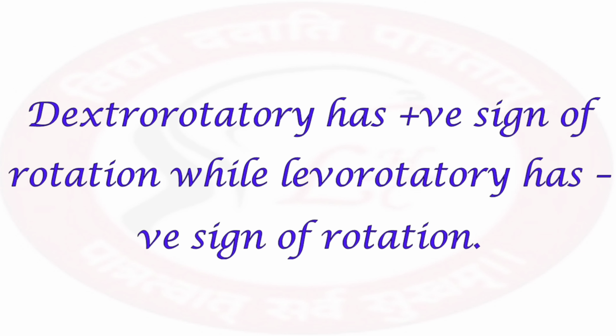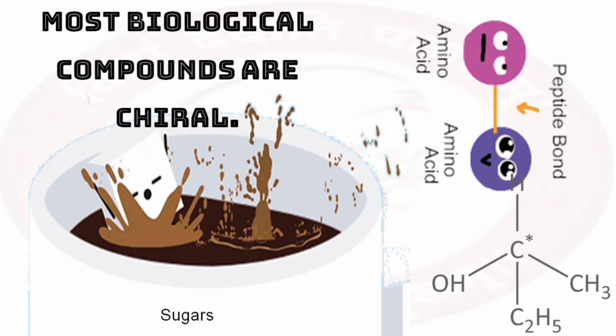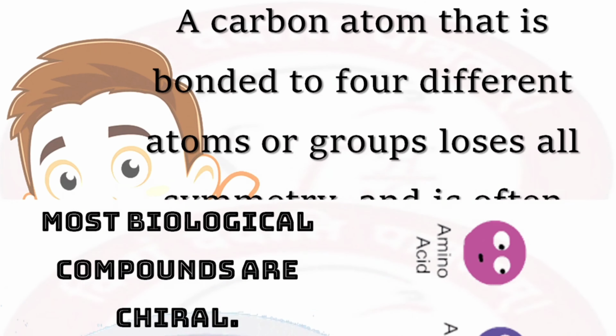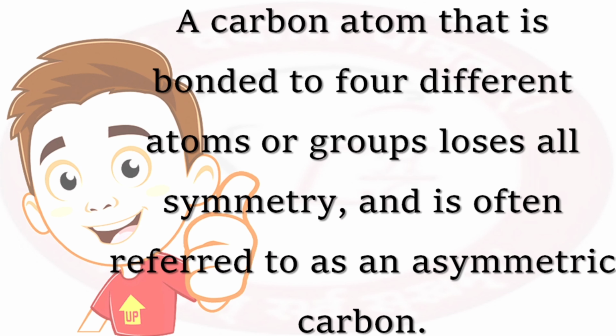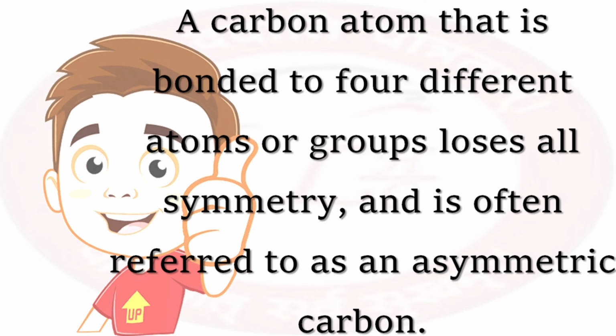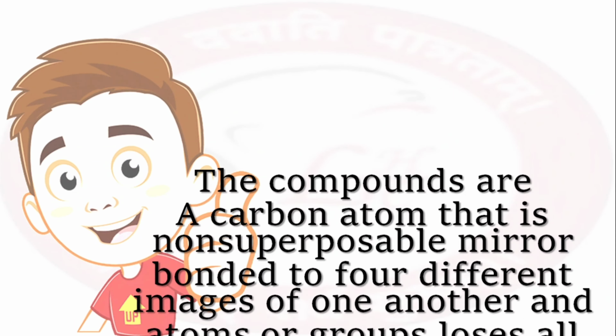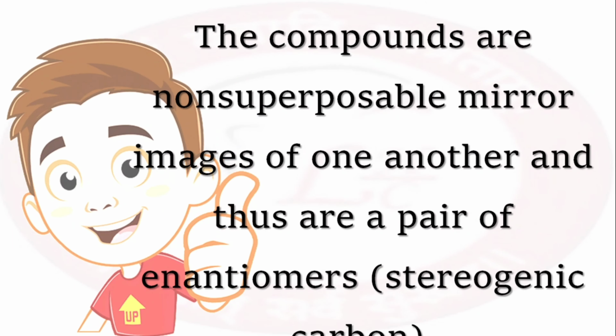Most biological compounds are chiral, like sugars, amino acids, etc. So here comes a rule of thumb. The rule of thumb is chiral carbon centers are carbon atoms that are attached to 4 different substituents that are placed at the corners of a tetrahedron. Chiral carbon atoms are also referred to as stereogenic carbons.